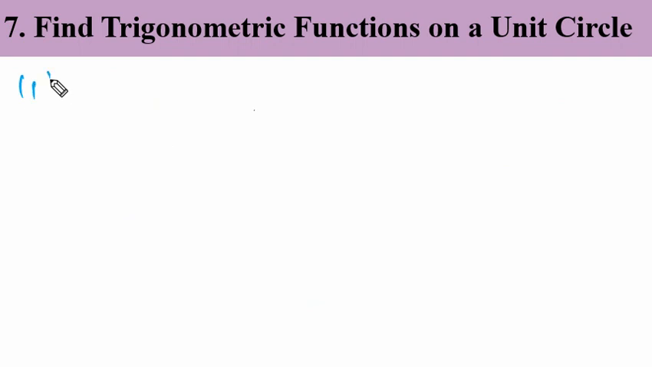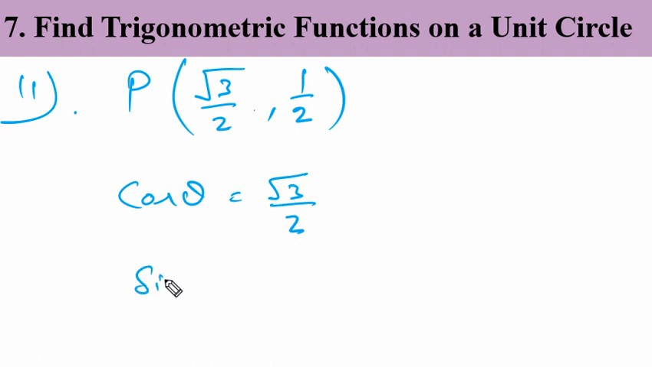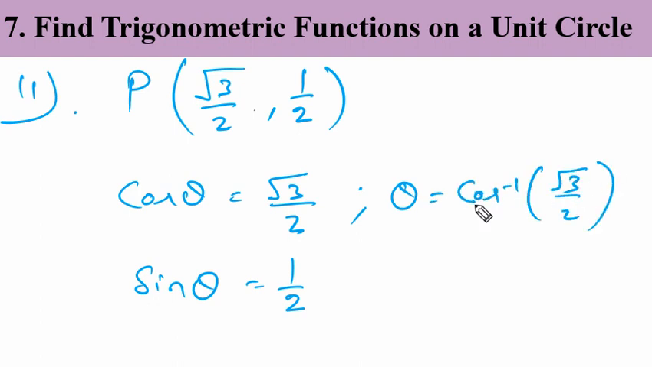Next question. Now you have a point on a unit circle, square root 3 over 2, 1 over 2. You have to find cos theta and sine theta. So this time cos theta will be square root 3 over 2, sine theta will be 1 over 2. If somebody asks you to find theta, how will you find it? Theta is equal to cos inverse of root 3 over 2. Just substitute in the calculator, you will get your answer. And theta is equal to sine inverse of 1 over 2. Right?